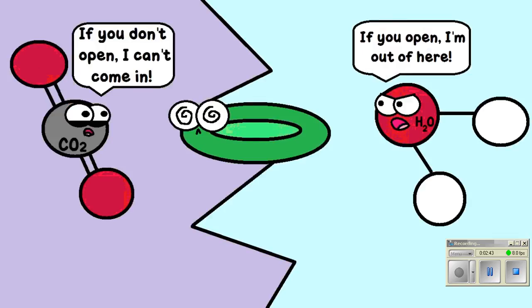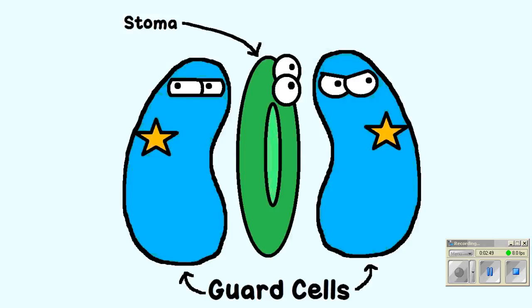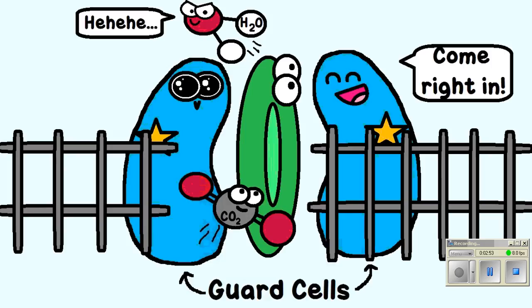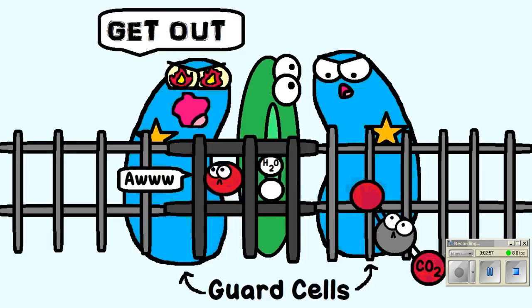So the plant has to determine whether to open or close its stomata. It does this with the help of guard cells. If guard cells have the stomata open, it gets the gases it needs, but it can lose water. If guard cells have the stomata closed, it gets to save its water, but then it can't get any gases.